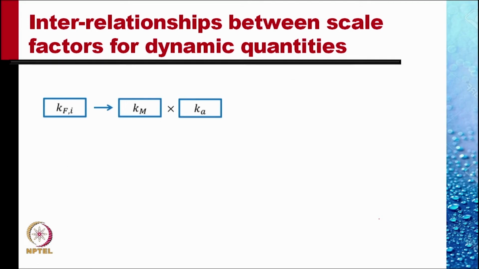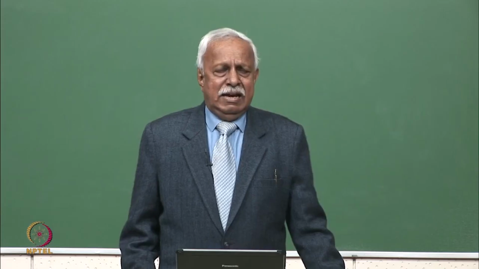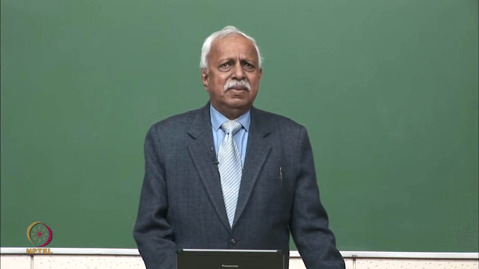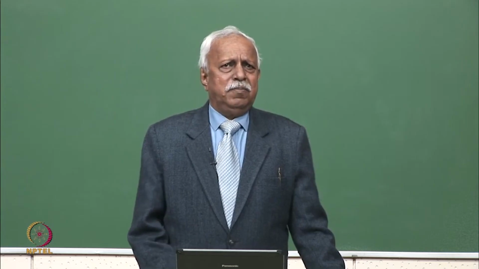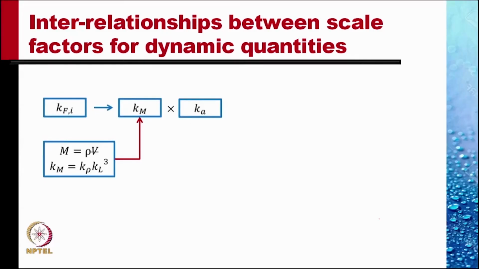Now, we can manipulate them like this. Kf gives you Km into Ka. But Km is related to the density times the volume. Mass is rho times the volume. So Km is like K rho KL cubed. Similarly, the acceleration is Kv square by Kl. How?